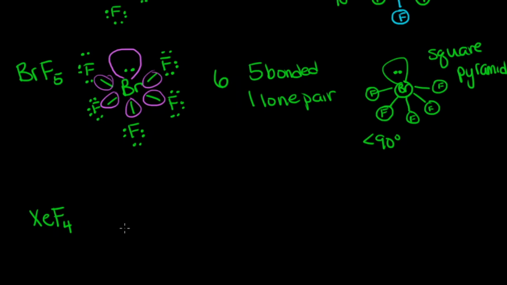Okay, so I know I used a lot of fluorine examples today. We're going to be going to 2 lone pairs. 4 bonded, 2 lone. Xenon. Here are my 4 bonded. Fluorine. Fluorine. Fluorine. Fluorine.